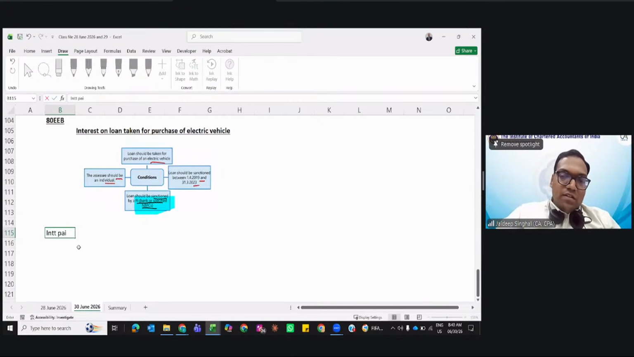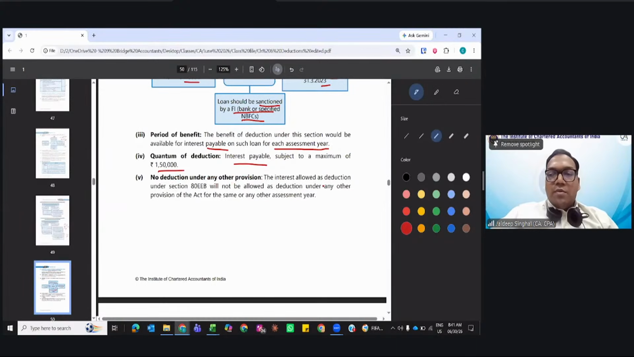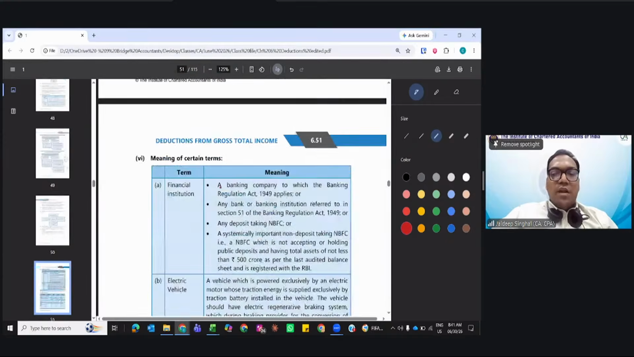Interest paid amount is the actual interest paid, subject to a maximum limit of 150K. No deduction under any other provision. If you're claiming deduction under this section, no deduction under any other provision will be allowed.